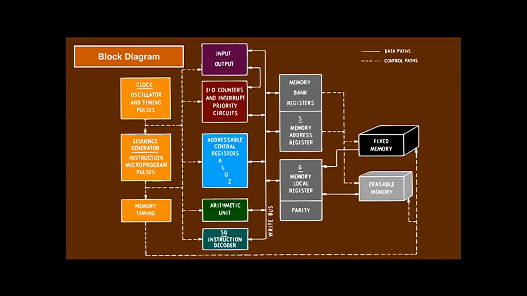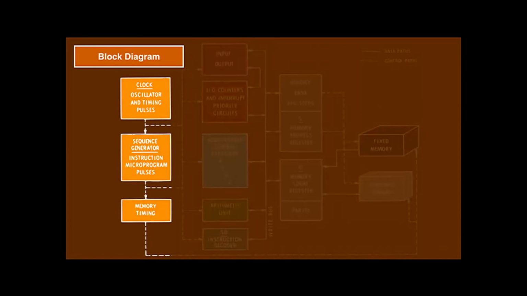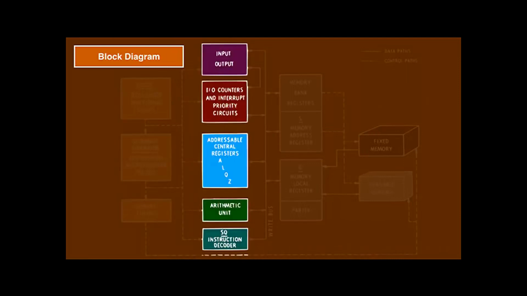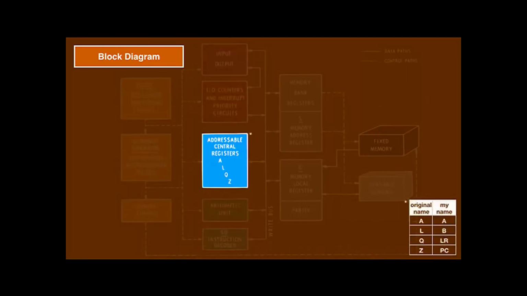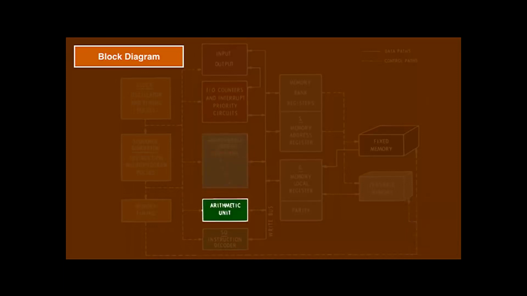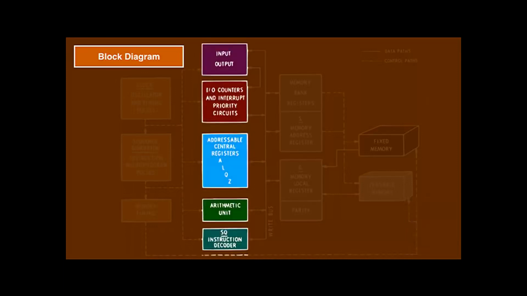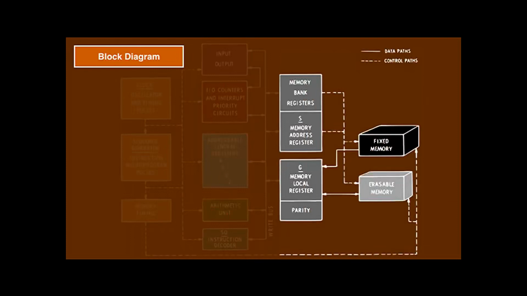The dotted lines are wires that move a single bit of information, and the solid lines are 15 wires that move a data word. These units deal with timing and control. And these are the central units. The central register unit stores A, B, link register, and program counter, and the arithmetic unit can add and subtract numbers. The memory components deal with RAM and ROM.